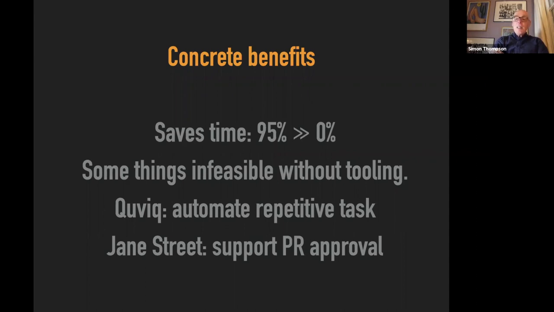And some things I think are almost infeasible without some sort of tool support. If you want to rename a whole number of identifiers across a large project, it's going to be difficult to do that without some sort of renaming support. We saw this in our discussions with Jane Street. A tool can be used in support of approving a pull request, simply because the fact the tool has done it and the tool has established some trust allows you to approve that pull request.